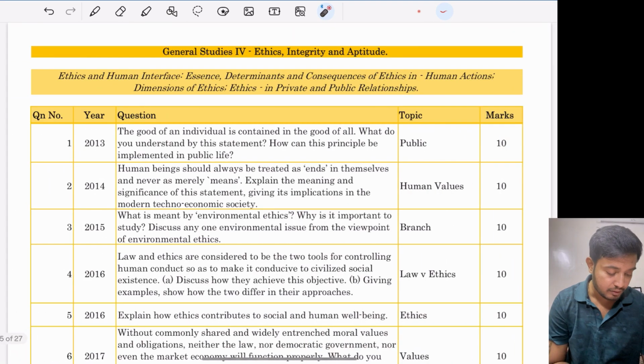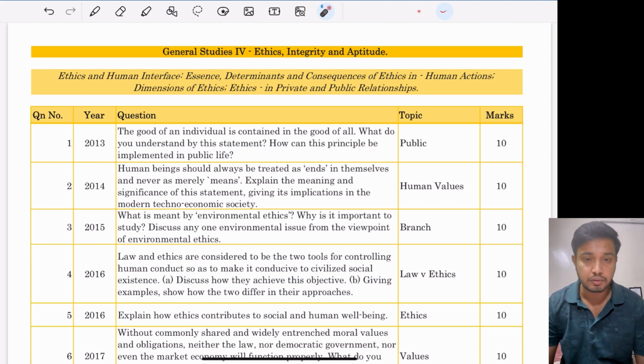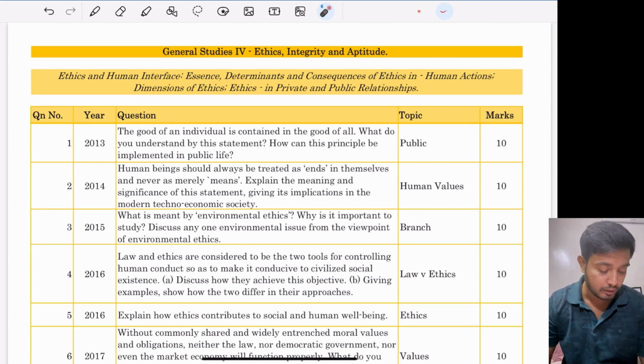Yes. Let's see the next question from 2014. Human beings should always be treated as ends in themselves and never as merely means. Straight away, we know that this is the basic premise of deontology, which is against utilitarianism. So if you have already read about the theories, you know that there are the two most important theories: utilitarianism, which focuses mainly on ends, what the outcome of ethical actions is, and the other one is deontology, where the means which you employ to get the ends also become of utmost importance.